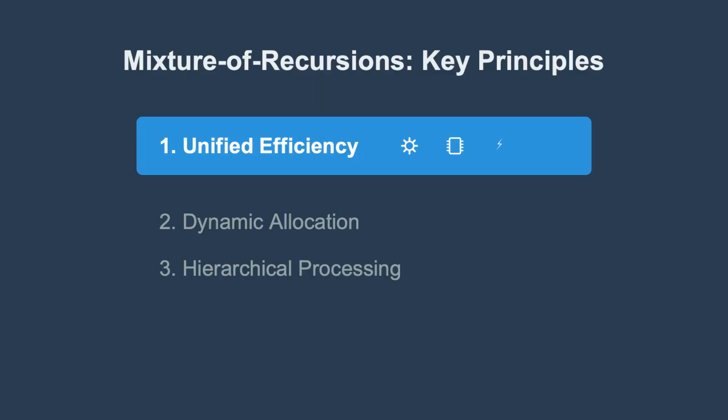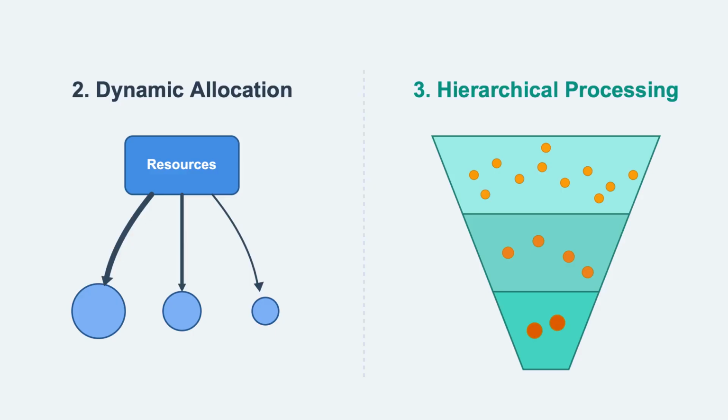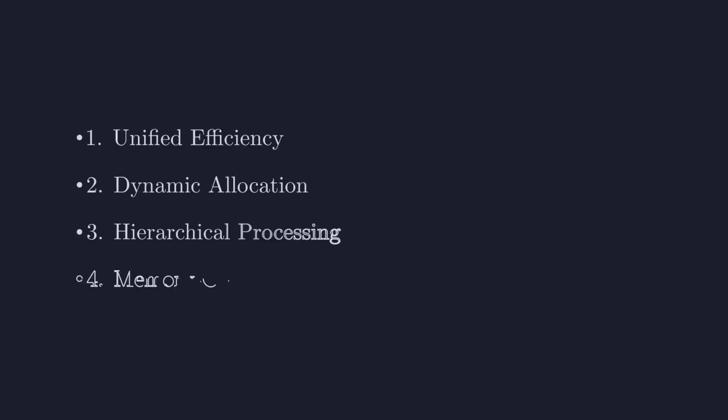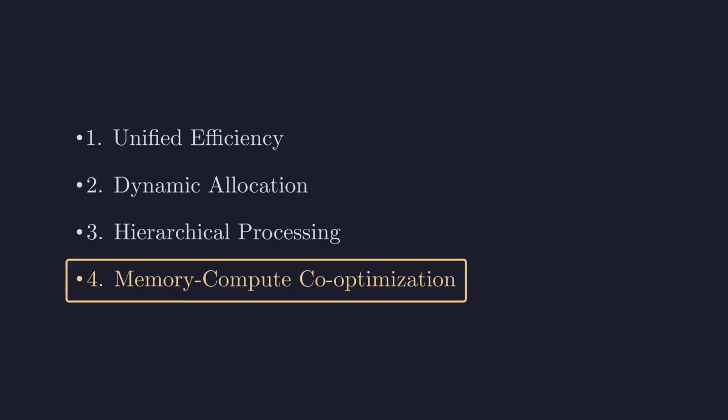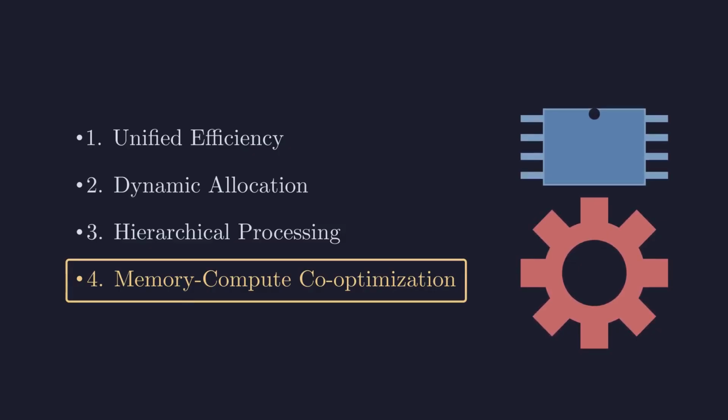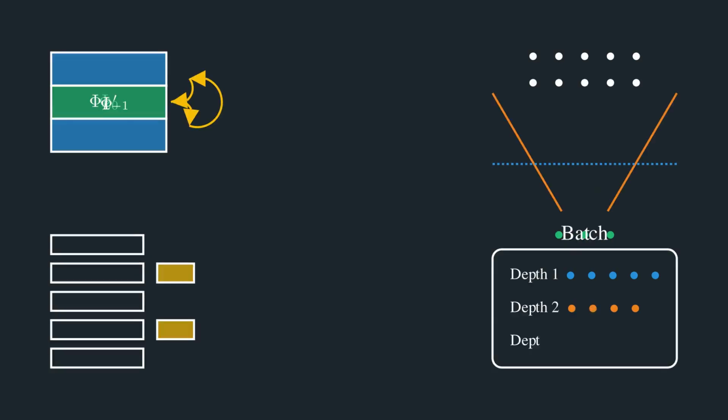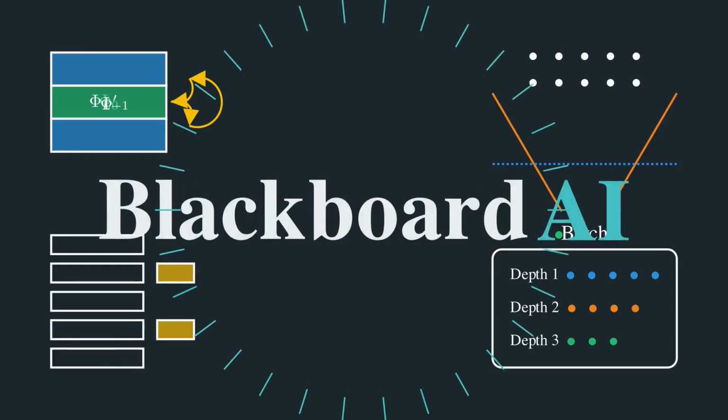Mixture of recursions demonstrates key principles, like tackling parameters, memory, and compute at once. It also shows how to learn resource use and focus compute where it is needed most. Finally, it co-optimizes the system by aligning caching with routing. It shows a clear path toward building more capable and more efficient models.